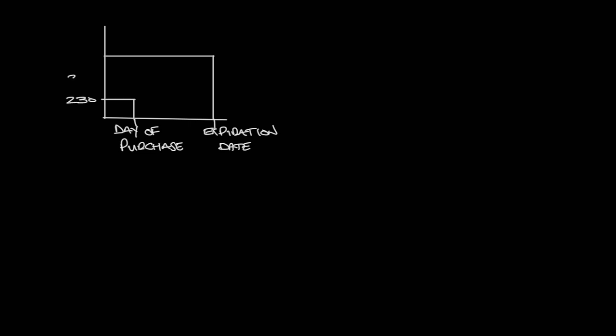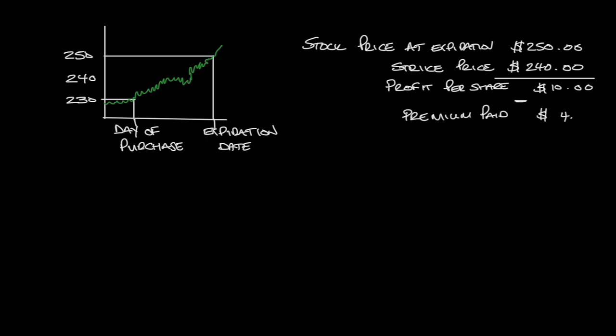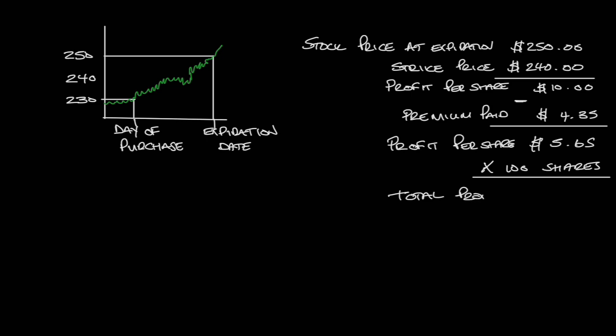Now, let's look at some possible scenarios for how the trade could play out. If the stock price goes above $240 before the expiration, for example, let's say the stock price was at $250 at expiration, you can exercise the call option and buy the stock at $240 even though it is trading at $250. This would produce a profit of $10 per share, but we paid a premium of $4.35 per share, leaving us with a profit of $5.65 per share. Remember, every option is based on 100 shares, so our total profit would be $565.